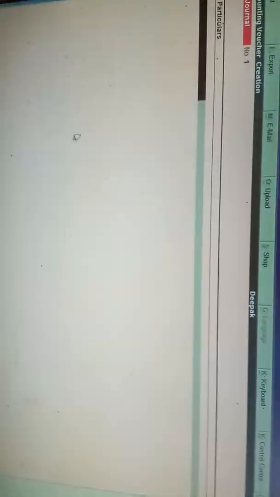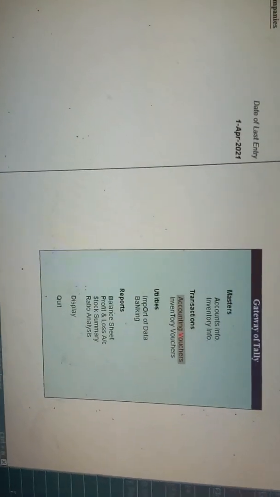If you press F7, that is said to be journal voucher. In journal voucher, you can easily record purchase returns and sales returns with the help of debit note and credit note. It doesn't mean every time you need to go to accounting vouchers and all. By practice, you will know.